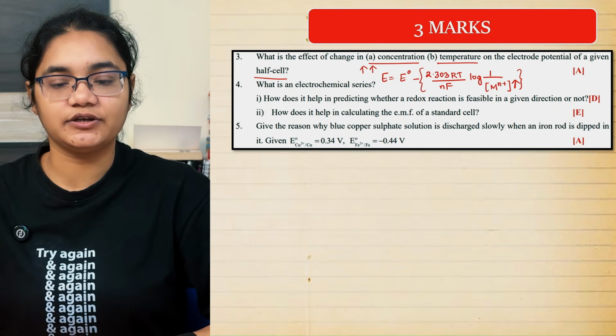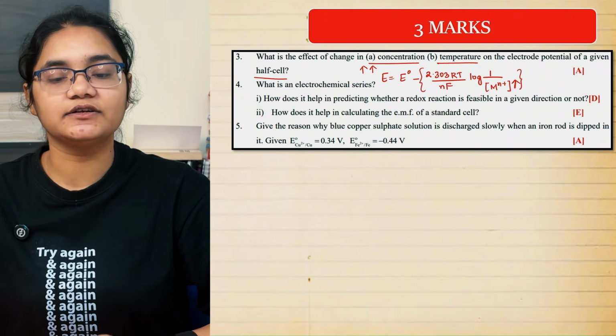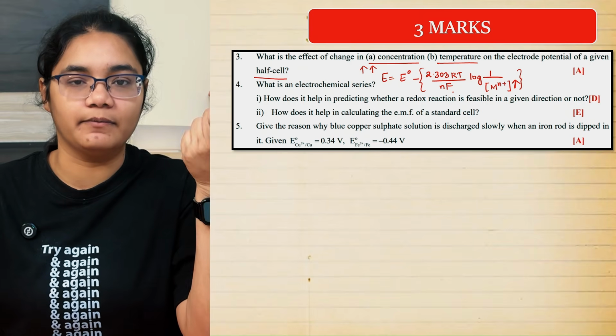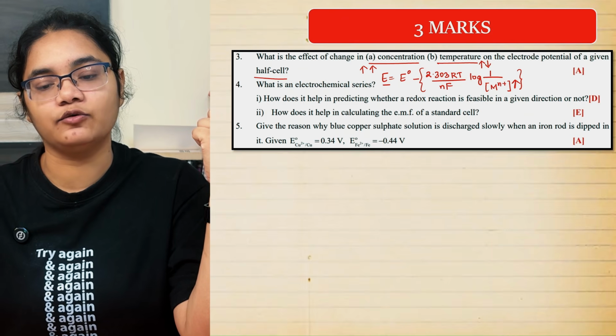Now, what happens if temperature increases? If temperature increases, this overall term becomes higher, right? That means now you will be subtracting a bigger number. So the E value will decrease. So if temperature increases, E value will decrease.